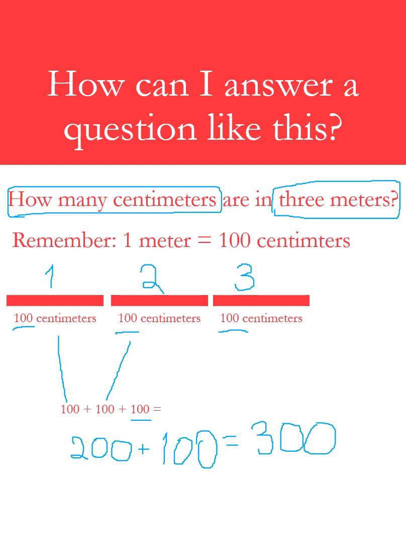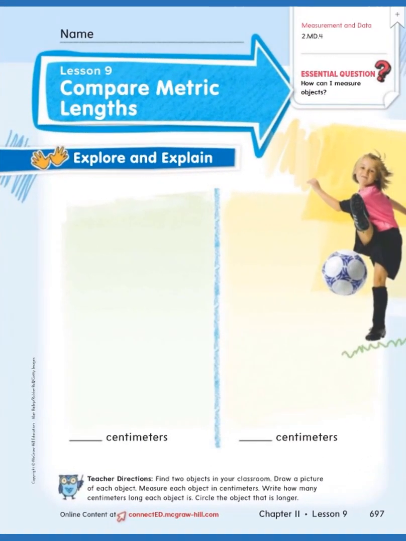And it's going to be really important for you to have your pages available and to write certain things down. Okay, so we're looking at page 697, and you can see the title at the top. We are comparing metric lengths, which means we are talking about centimeters and meters. Okay, and I'm going to show you something here. It says find 2 objects in your classroom, which we can't do right now. Draw a picture of each object and measure each object in centimeters. Write how many centimeters long each object is. Circle the object that is longer. That's the part where we compare.